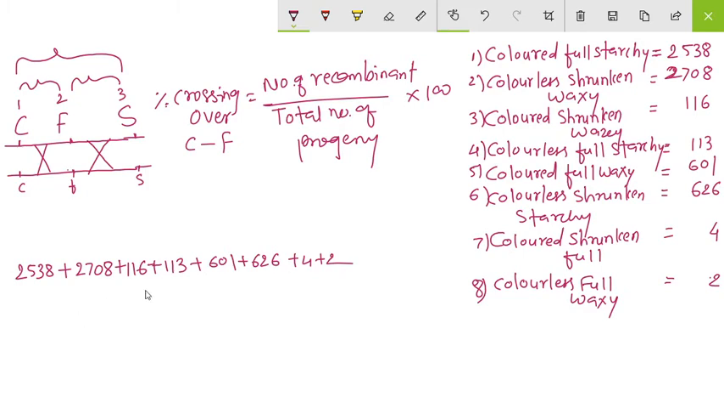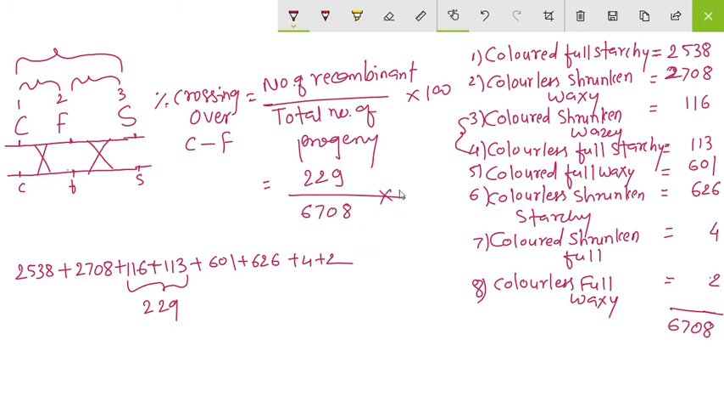Okay. So first, the crossing over between C and F. So the first crossing over, these two were produced, the 116 and 113. So the total progenies are 229. So 229 divided by the total number of progenies. How many total progenies were there? The total number of progenies were 6708.